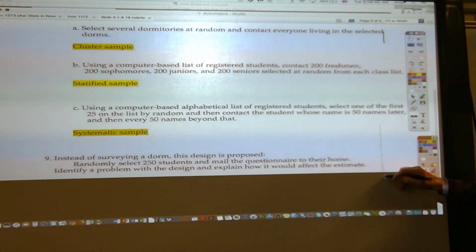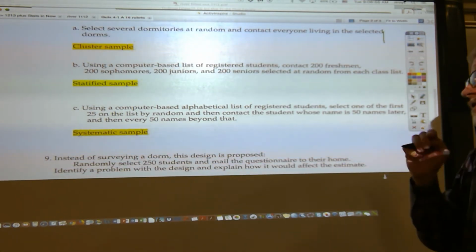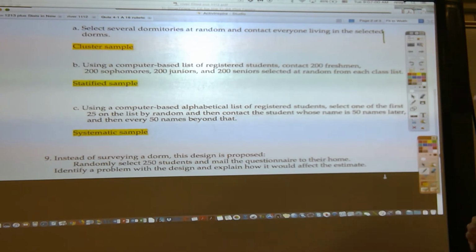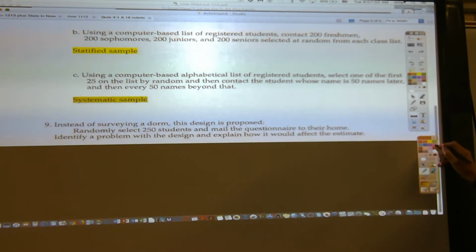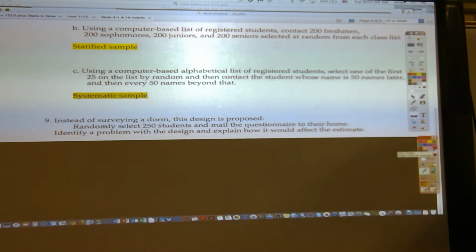Systematic sample, and then number 9, instead of surveying a dorm, this design is proposed. Let's randomly select 250 students and mail the questionnaire to their home. Identify a problem with the design and explain how it would affect the estimate.